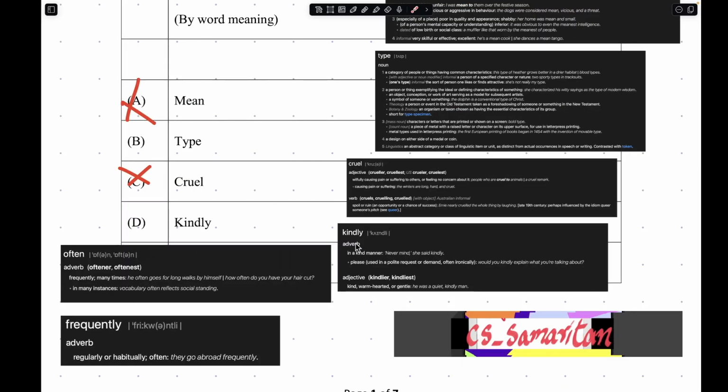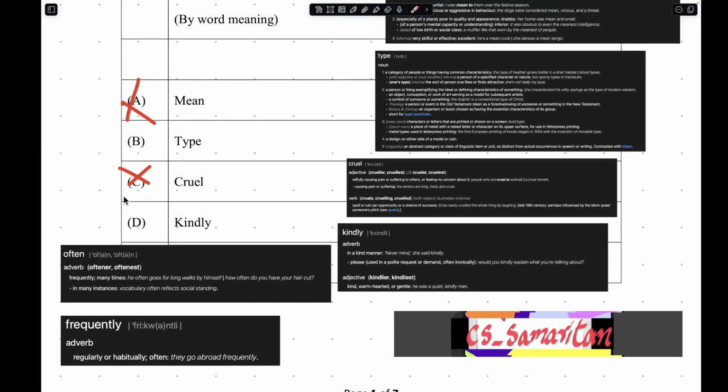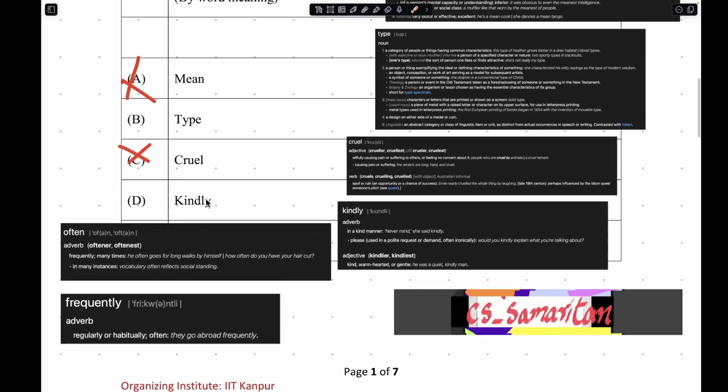Okay, so the word kindly, as I was saying, does have a slightly different meaning, in that it can be used in a kind manner. It can be used as an adverb, but it can also be used as an adjective, right? More specifically here, this word kind is used to describe kindly, right? So kindly is a synonym of kind also. That is the reason why kind is also a valid solution to this question, along with type, right? That is why they gave marks to all.